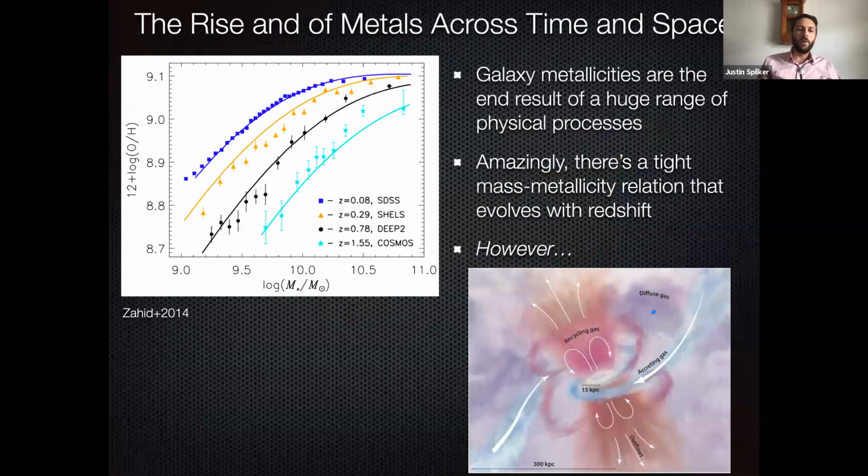And so one of the interesting things I think about the metallicity of a galaxy: it's very easy to just say, oh, we know the metal contents of this galaxy. We know that, at least in our sun, only about 2% of the mass is contained in heavy elements. But the metallicity of a galaxy is a surprising and really interesting consequence of this huge range of physical processes.